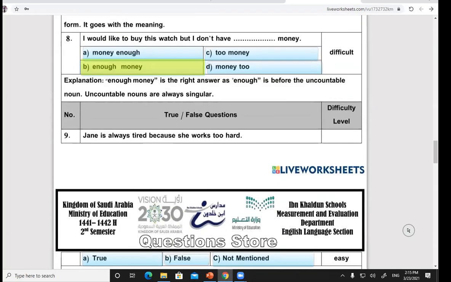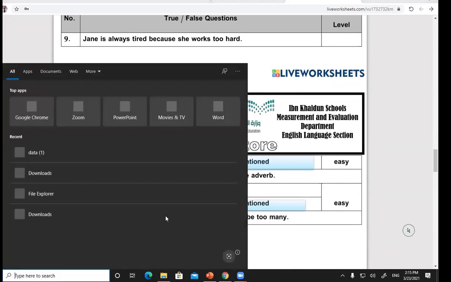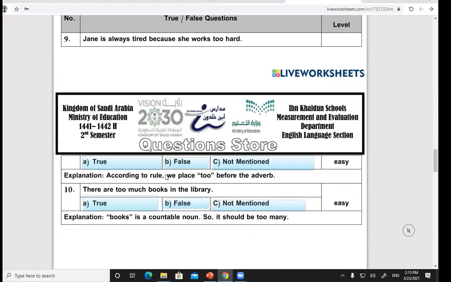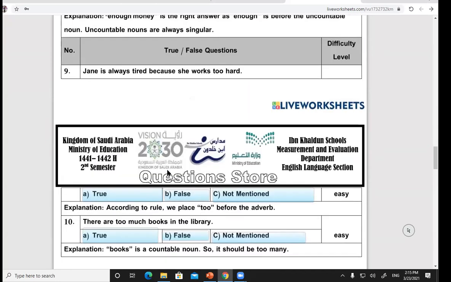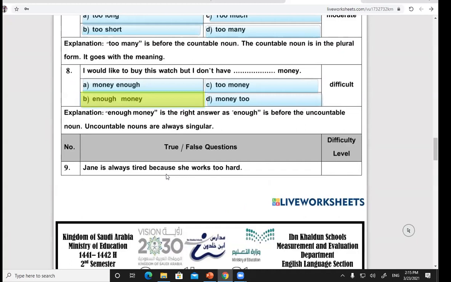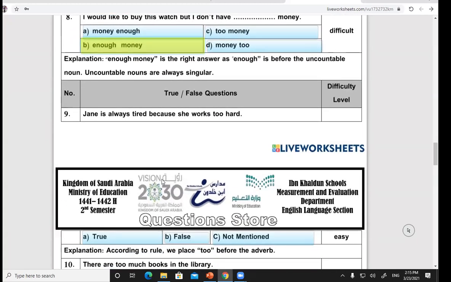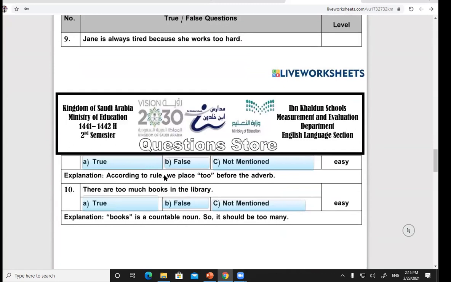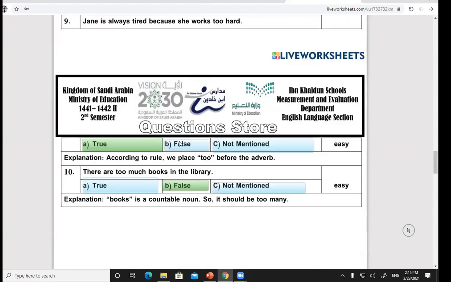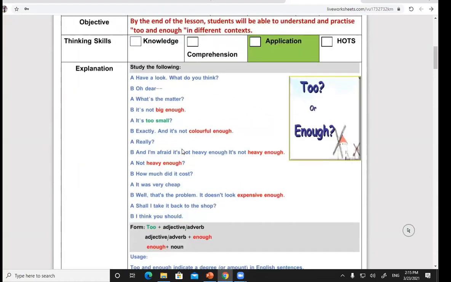Anyone who makes sounds will be dismissed. After this, we have true or false. Jane is always tired because she works hard. True, teacher. True or false? True, because she's too hard. There are too much books in the library. Can I say too much books? No. I say too many books. Finish. Ten out of ten.